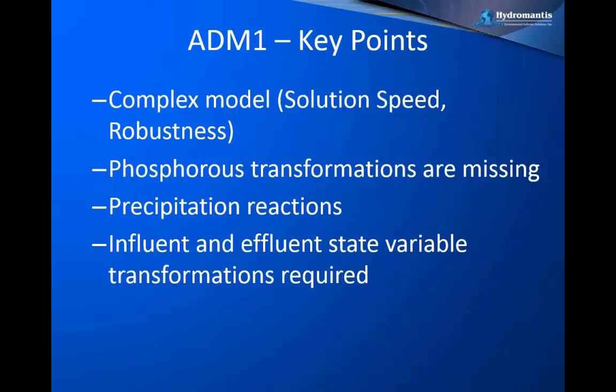Also, the model does not have precipitation reactions, and as we know, sometimes we are interested in seeing whether struvite precipitation is happening in the system, or whether there are some other precipitates forming in the digester. So those reactions are missing from ADM1. Again, this is based on the first type of philosophy, in which the two models, the liquid train models and the solid train models, are different. So there is an interface requirement, and since the structure of ADM1 is very complex, the state variable transformation interfaces are very complex in nature for this particular model.